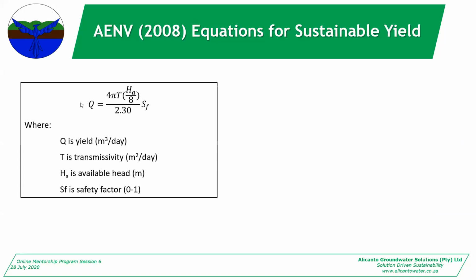Yeah, the first one is your yield Q is 4 pi transmissivity, your available head, and a safety factor between 0 and 1. So think of this as a percentage. So make it 0.1, like a 10% safety factor. It'll take this number multiplied by 0.1. So you're being ultra conservative.